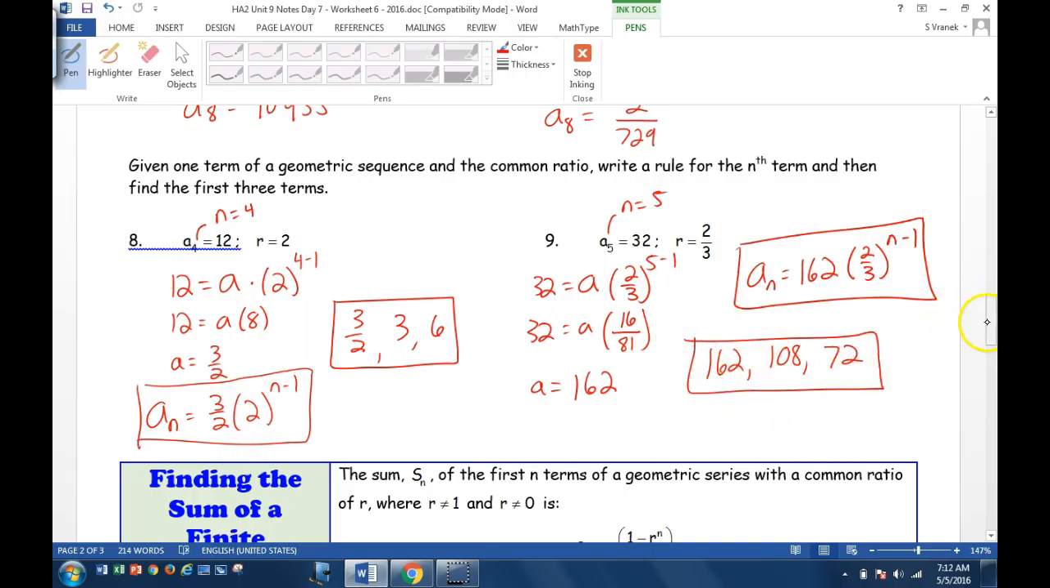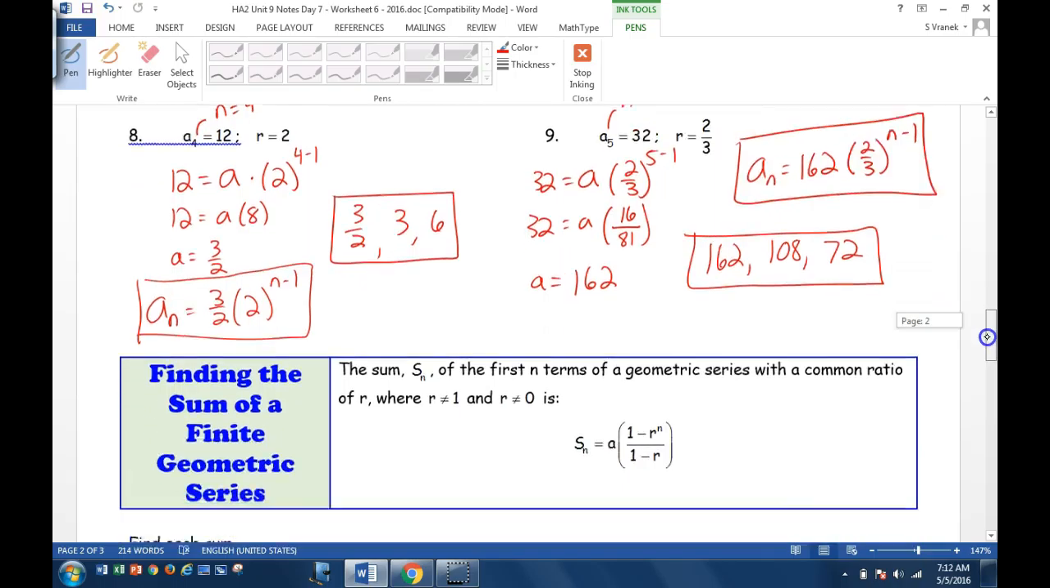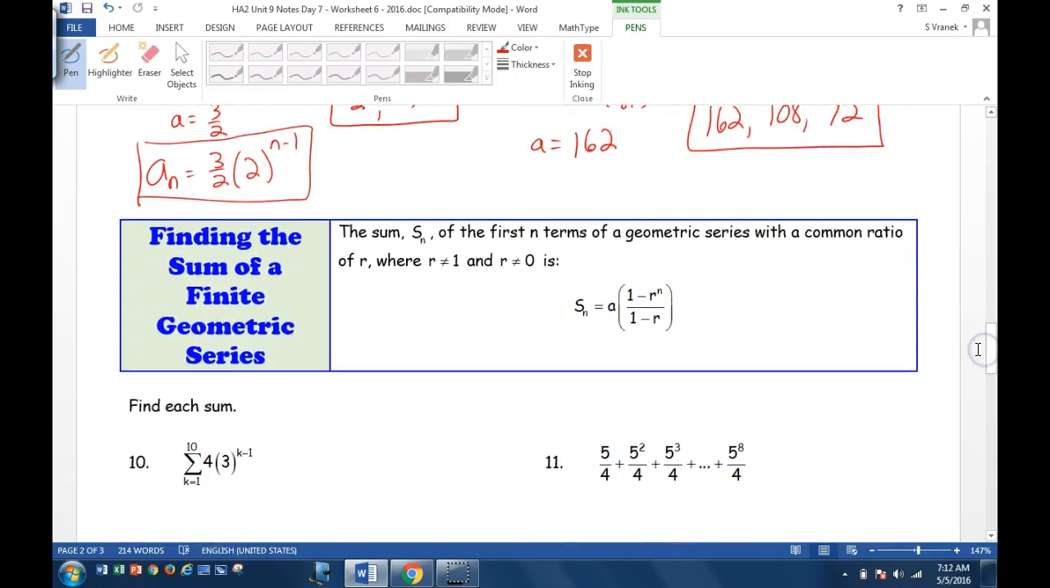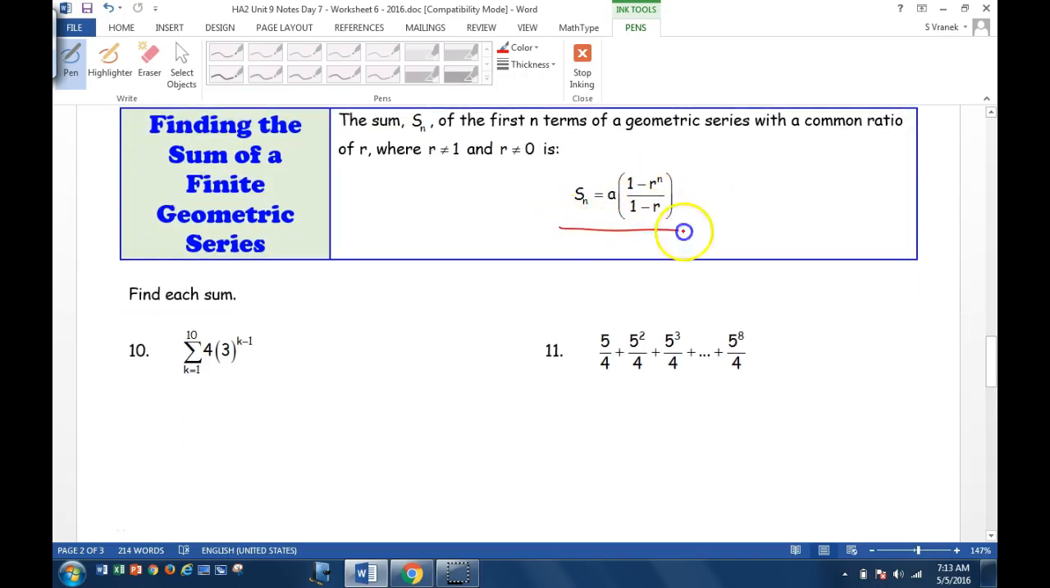Okay. So today we're also going to do 2 quick problems with finding the sum if it's just a finite geometric series. Finite means we have a starting and a stopping point. Okay? And to find the sum of a geometric series, all you have to know is the a and the r again, and then where you want to go to. Okay? So that's the formula here.